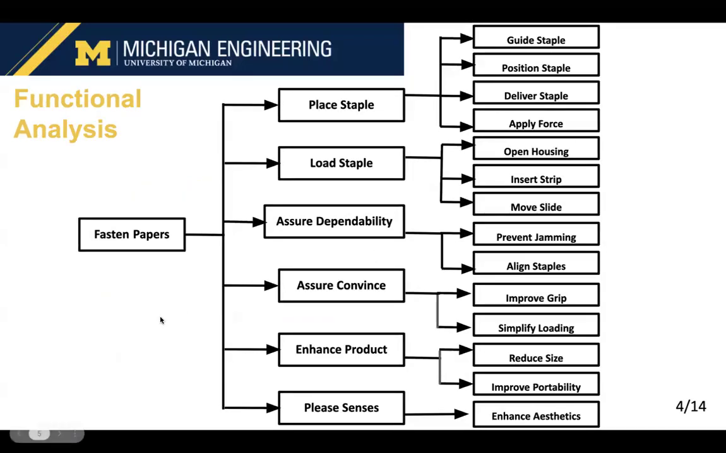Next is our functional analysis. As you can see, the single main function is ultimately to fasten papers. It is what the product is for. The next level over is the primary basic functions, as well as the predefined categories. And then for each function, there are two or more functives that directly answer how the product performs the function. We ended up having 14 total of these. And as you can see with the diagram, as you move from left to right, it always answers how, and as you move from right to left, it answers why.